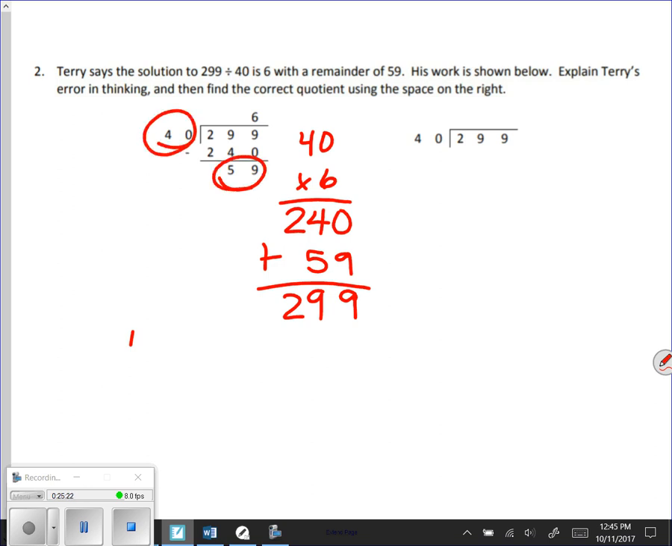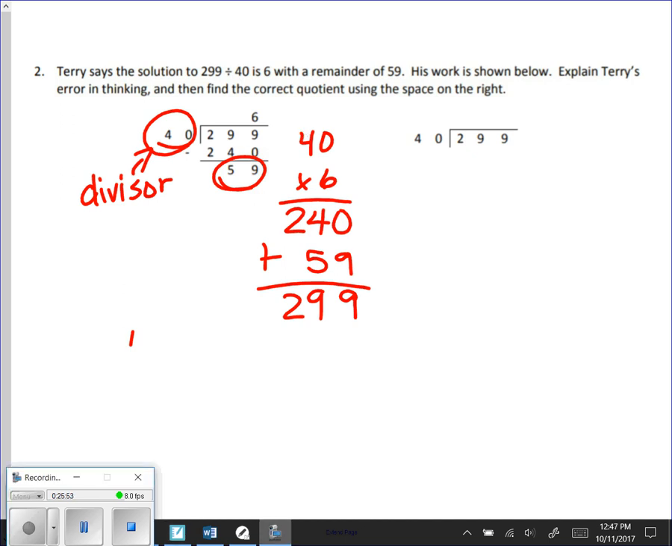His remainder is bigger than his divisor. I'm just using big words. You know, I'm just trying to get you used to the vocabulary because I use that word a lot. His remainder is larger than his divisor. It's not supposed to be. So what I want you to do on your paper, solve it correctly on your paper. What should his answer be?